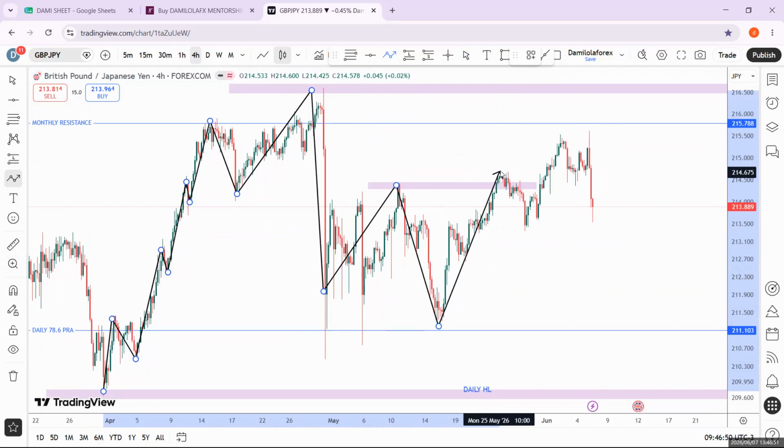However, in this case, after a change of character, instead of price pulling back for a full 78.6 discount, price only came for a shorter discount right here, then went on to make a higher high.